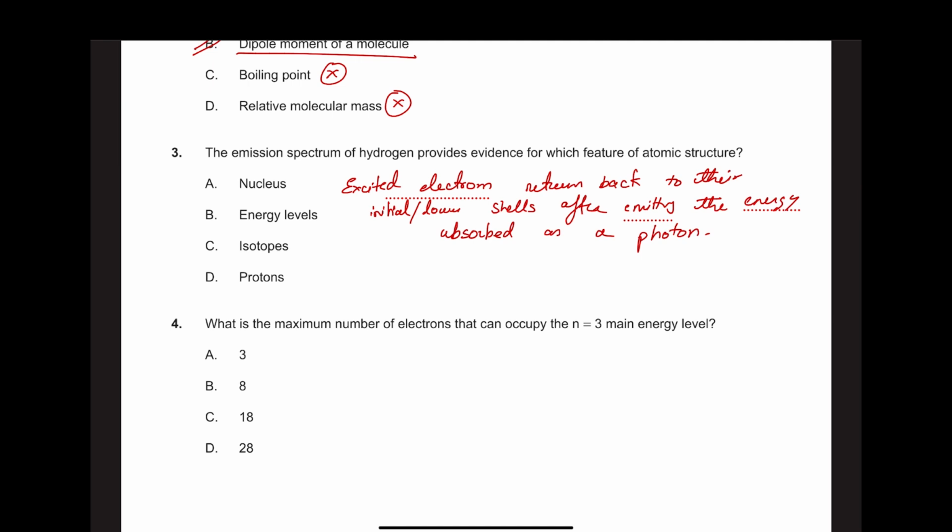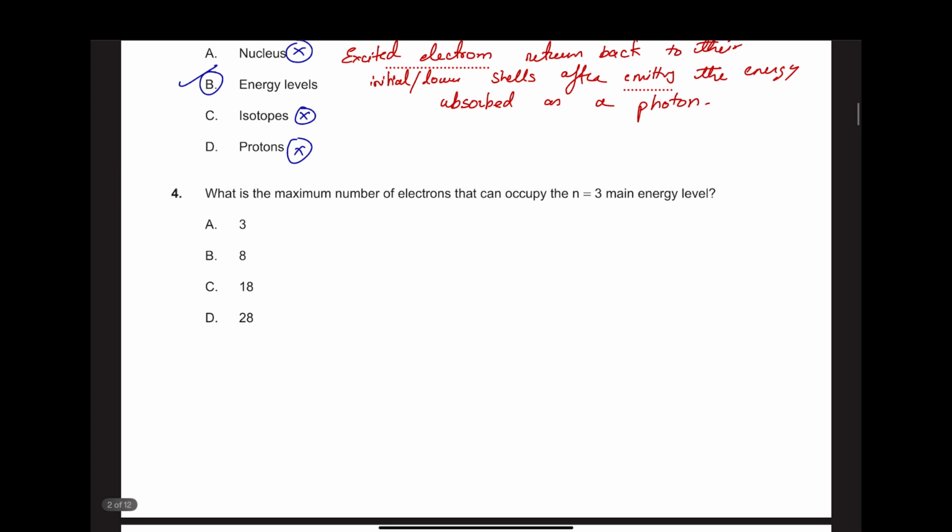Now, if you look at the options, it's definitely not related to the nucleus, it's definitely related to the energy levels, because electrons return back to lower energy levels. The excited electrons are generally at higher energy levels, so when they return to the lower energy level, they release the photon. So obviously, energy levels are related. Isotopes, no. Protons, no. So the answer would be B.